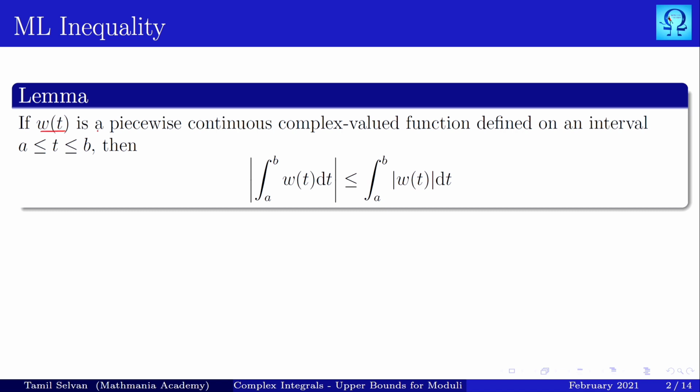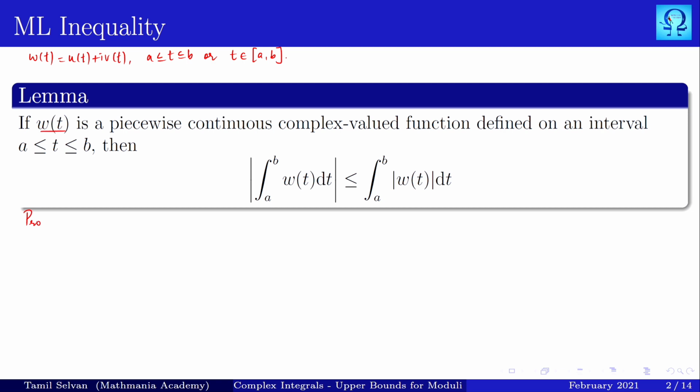Here, w of t is given to be some piecewise continuous complex valued function, which means this w of t may be written as u of t plus i times v of t, with t taking values in the interval a to b. We may write it this way. Now we have to prove that the absolute value of the integral is smaller than or equal to the integral of the absolute value of the given complex valued function. So this is what we have to prove.